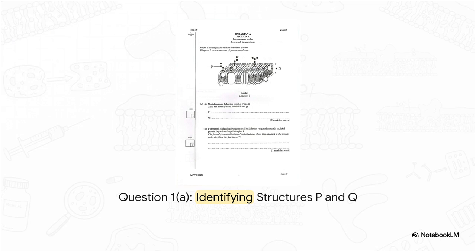Okay, so looking closely at this diagram, Question 1A demands that we identify structures P and Q. Now, this whole visual represents the fluid mosaic model of the plasma membrane, and nailing down these two structures correctly sets up the foundation for literally everything that follows in this question. If you get this wrong, the application questions coming up become a whole lot harder to figure out.